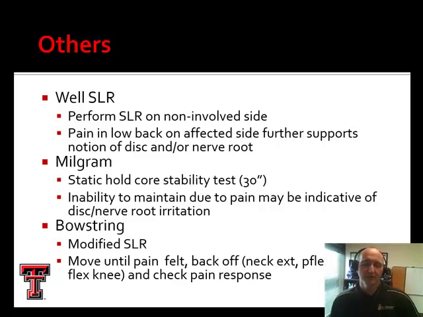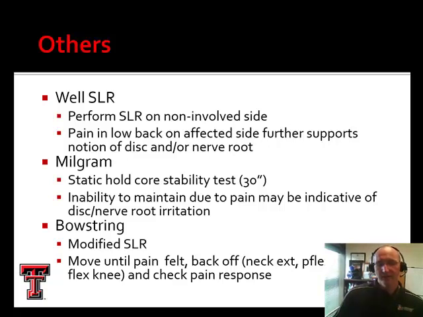The well leg, or the well SLR, straight leg raise. We do this one on the non-involved side. So let's say they had pain shooting down their right leg. We put them in a supine position, pull their hip up to 90. We do that straight leg raise, and we look to see if that triggers their back pain. That may also be a sign of nerve root or disc.